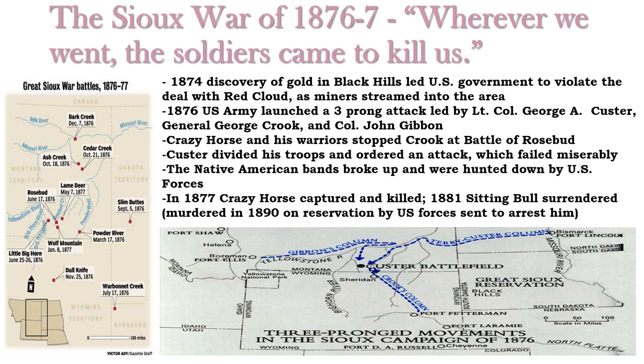Then around the same time came the Sioux War, 1876, 1877. And it's this one, I think, that really, once it's over, marks the last gasp of independence for Native Americans. One leader said, "Wherever we went, the soldiers came to kill us." This war came about, as so many of them did, over resources. Gold was discovered in the Black Hills of the Dakotas, which led the government to violate the treaty, the deal with Red Cloud, the Fort Laramie Treaty, as miners streamed into the area, not recognizing the treaty.